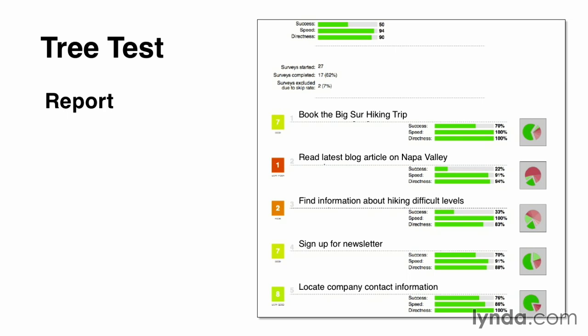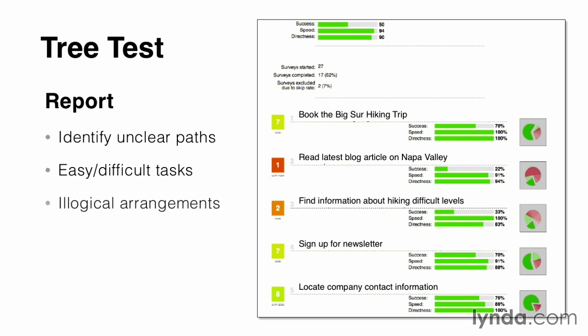Finding information about hiking difficulty levels, people were indirect. They were fast, but they went to the wrong place fast. And so that tells me that I'm not being clear in my navigation for people who are relying on my navigation to find specific information. And so I want to identify any unclear paths, look at what was easy and what was difficult, any illogical arrangements in the navigation structure.